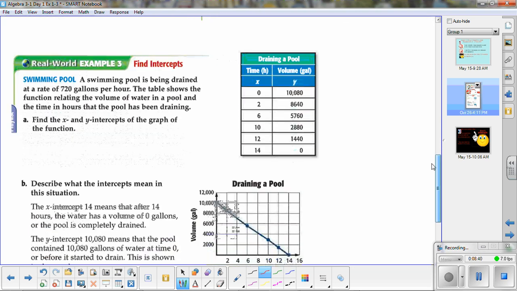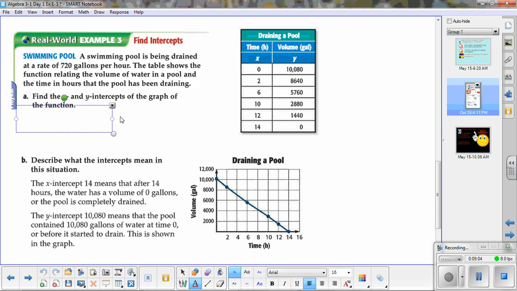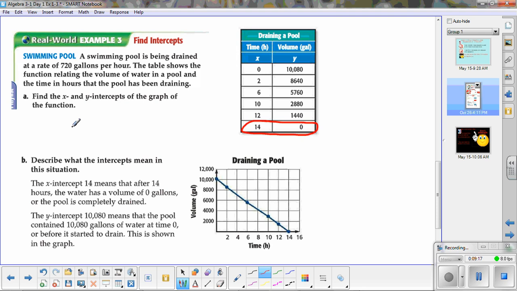Now in example 3, you're going to find the x and y intercepts, but then interpret what that means. It says the swimming pool is being drained at the rate of 720 gallons per hour. The table shows the function relating the volume of water in a pool and the time in hours that the pool has been draining. Find the x and y intercepts of the graph of the function. Well, if you look over here, the x-intercept is when y is 0. So the x-intercept is 14.